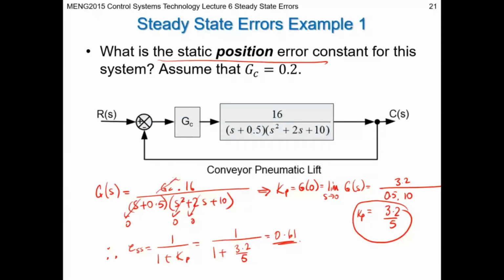So if we made Gc bigger, if we increase this, then we increase this, and then we decrease our steady state error. So you see there's a link between our gain and our steady state error. You can see it quite simply through our Kp. In fact, if you wanted to, you could express Kp as Gc times 16 upon 5. Right? So you see our Kp is a direct function of our controller gain.